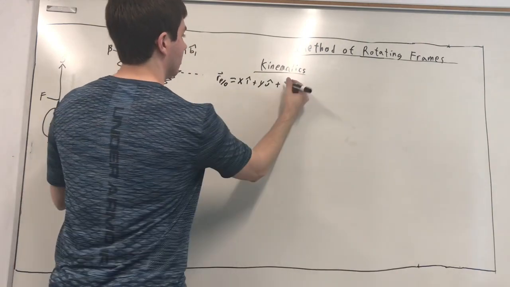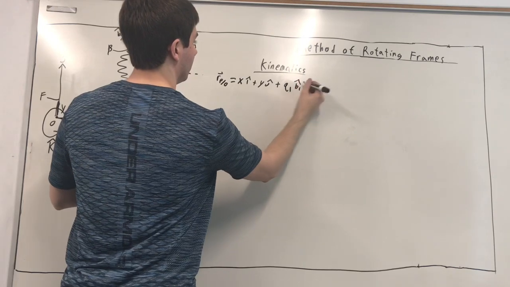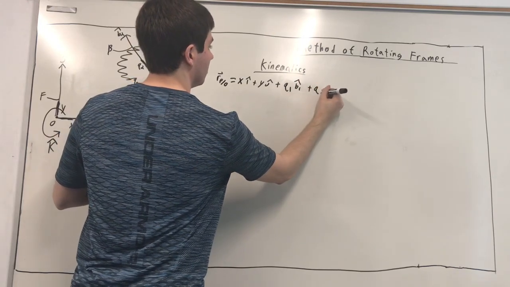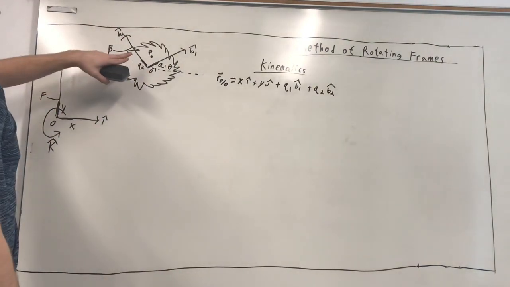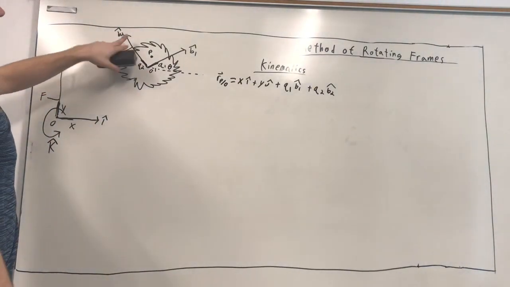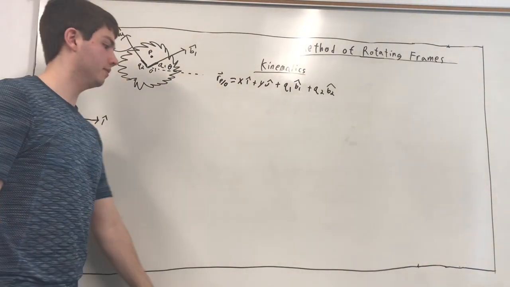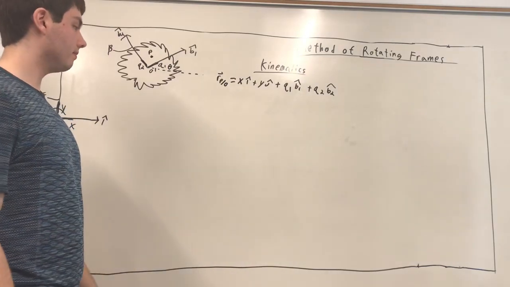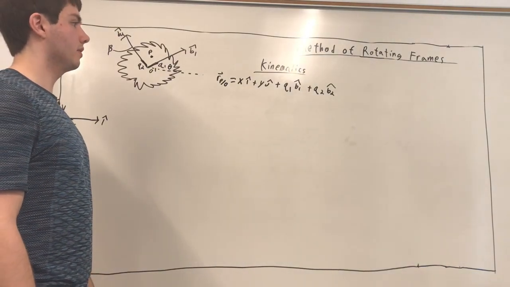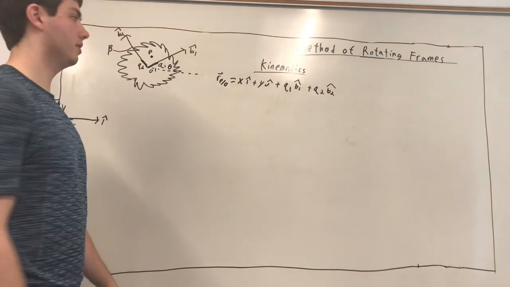plus Q1 B1 hat plus Q2 B2 hat. So that is your relative position to the rotating and translating B frame. So that's a fully defined position. And next we're going to get into the velocity of that position.